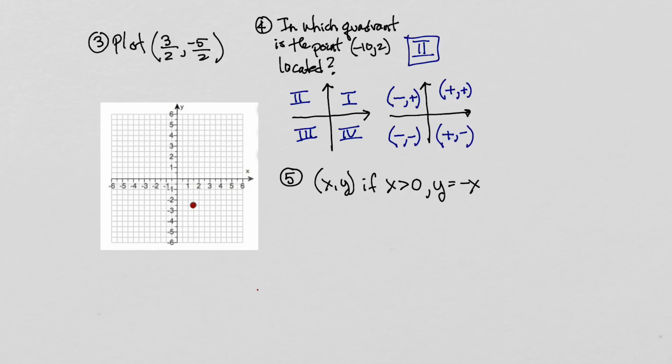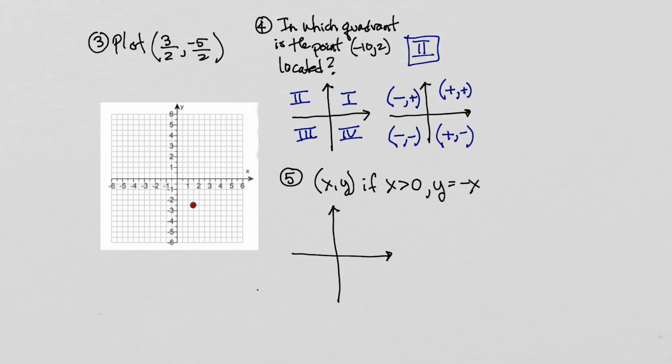All right, let's try to read this one. What we want to know is in which quadrant is this point? And here's what we know. X is positive. So let's draw a coordinate system. Now, we're given that x is positive, so we know that x is over here someplace. And y, the vertical, is going to be the opposite of x.